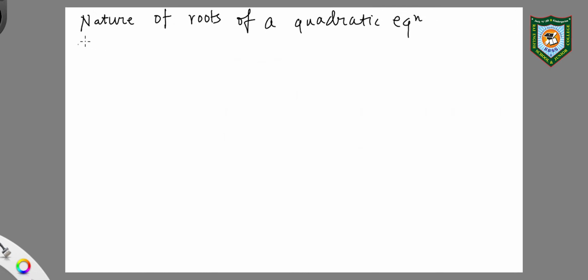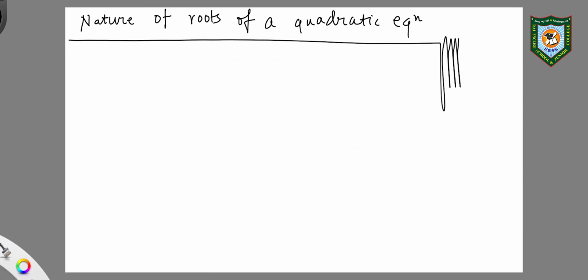Now we'll be moving on to the topic nature of roots of a quadratic equation. Before we start this, we'll be seeing how real numbers behave when they are squared. So here we have nature of roots of a quadratic equation. I'm going to take two numbers. One of them is going to be positive, the other one is going to be negative, and we're going to see what happens. So here I have a simple number, minus 2.